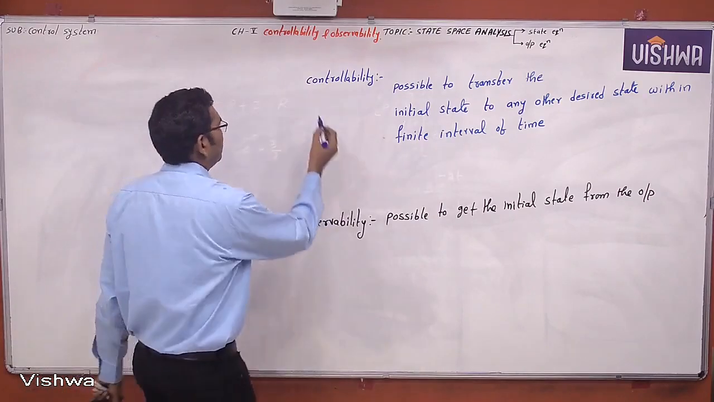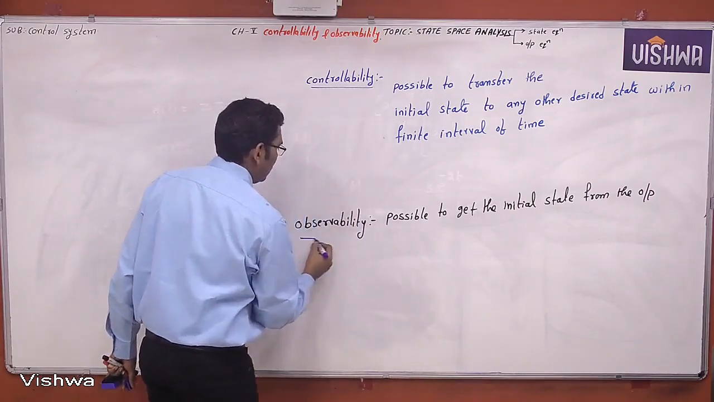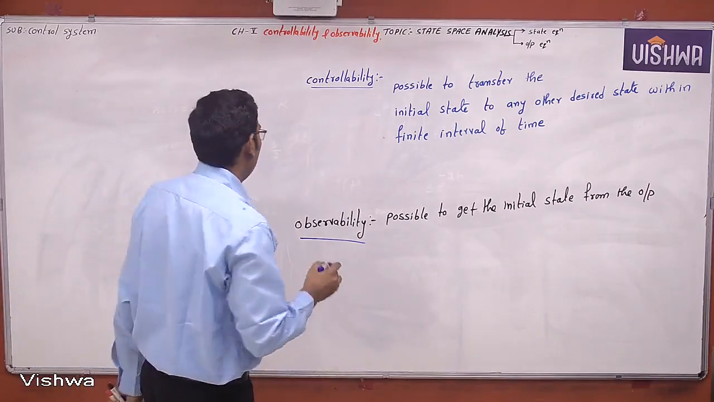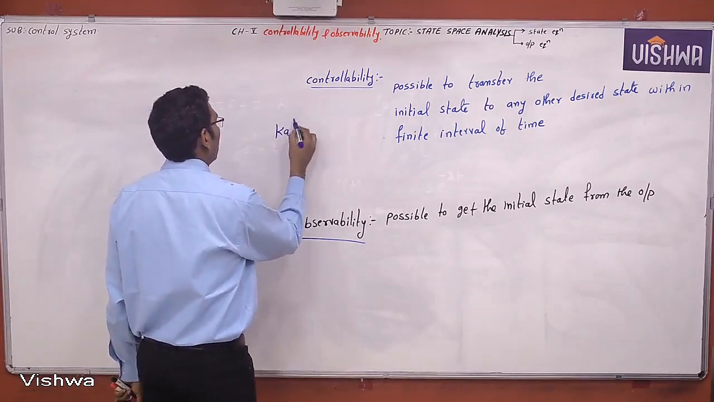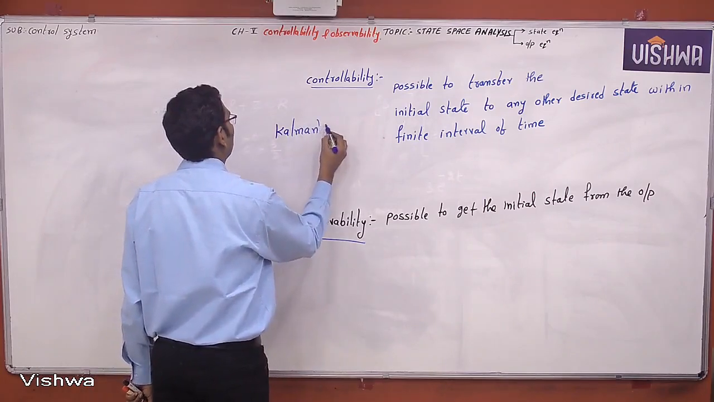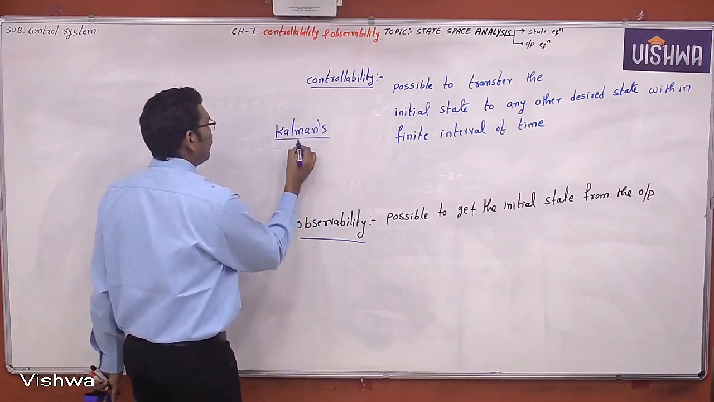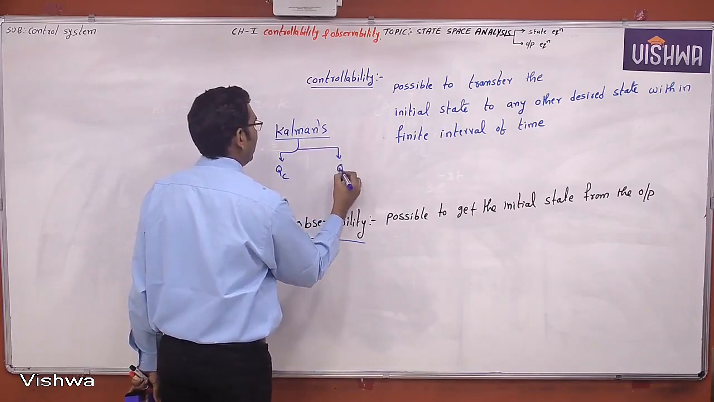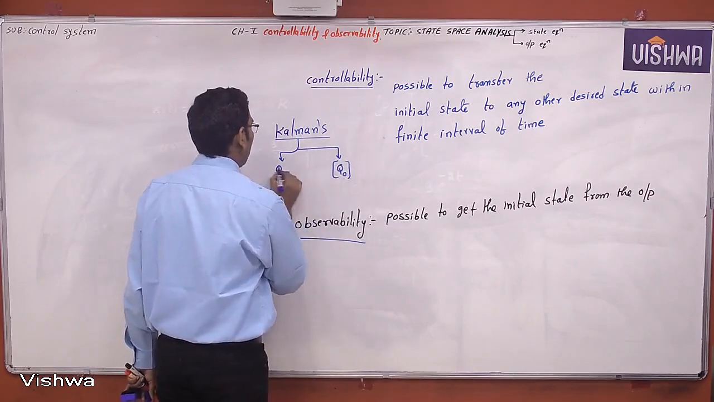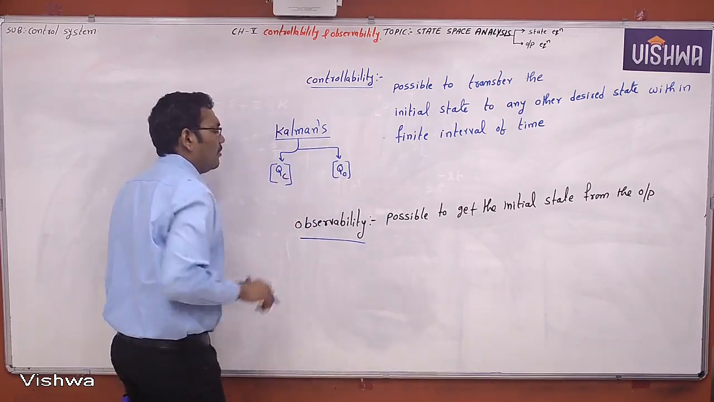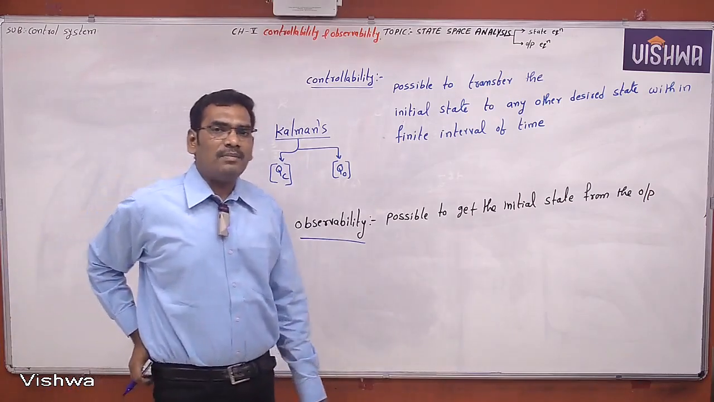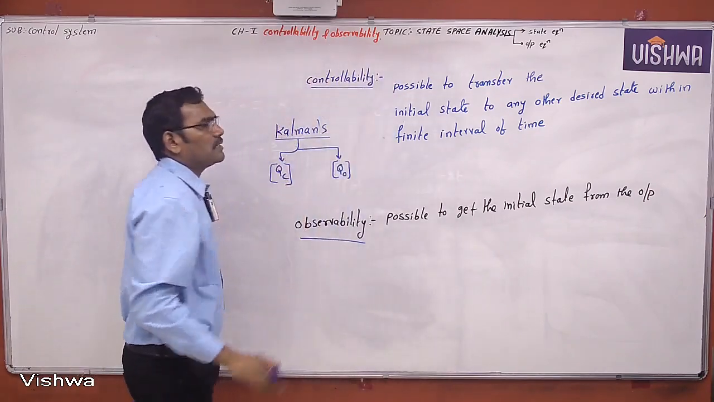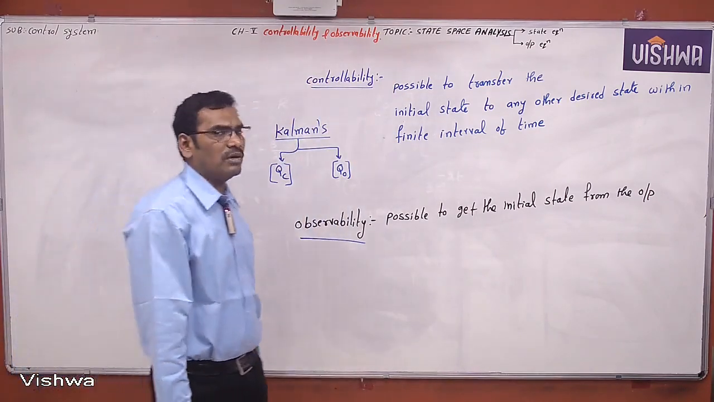So if you observe here, this is the controllability and this is the observability. A scientist called Kalman is finding two matrices. One matrix is the controllability matrix, another is the observability matrix. He is defining these two matrices for verifying the controllability and observability of the state space model. Understand or not?